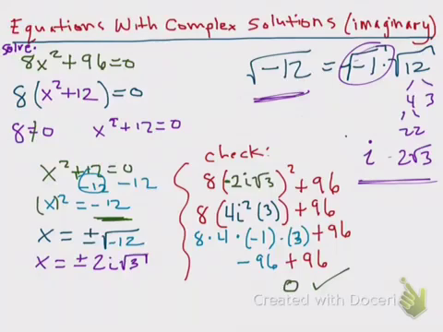And similarly, if we plugged in the positive, it would work as well, because right up here, either negative or positive 2i rad 3 is getting squared. And so negative times negative brings out a positive, positive times a positive brings out a positive, and you end up getting 0 both ways. So final answer, plus or minus 2i rad 3.